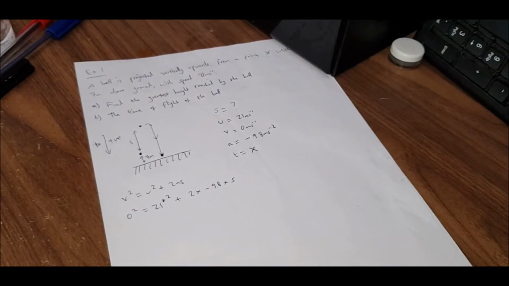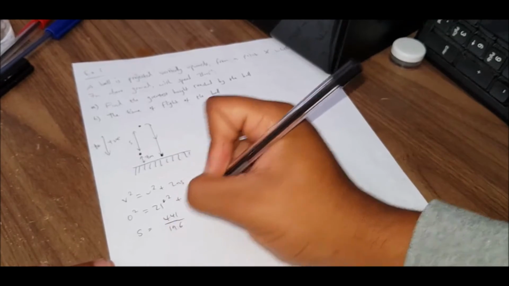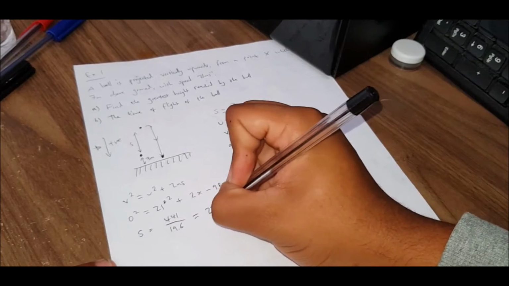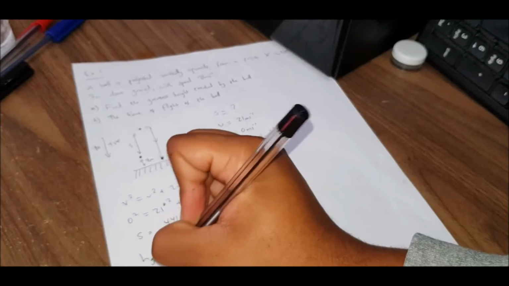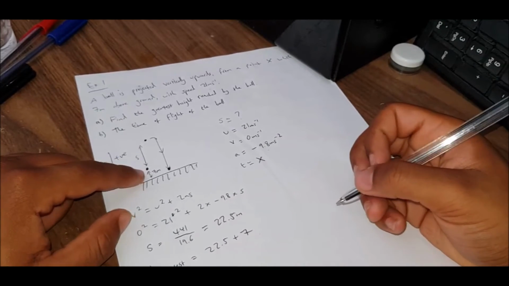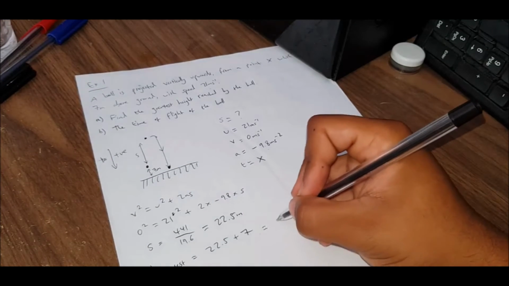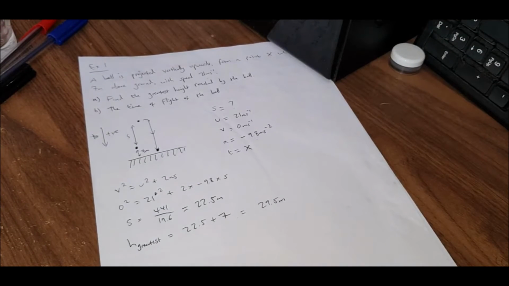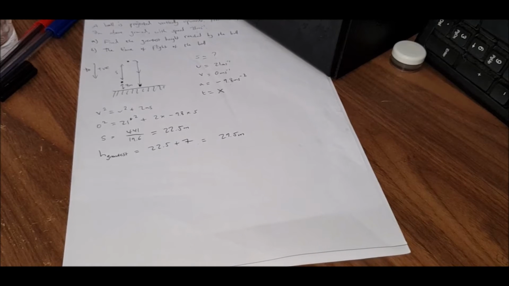So obviously, you rearrange to sort s out. s is equal to 441 over 19.6, and that is equal to 22.5 meters. Therefore, the greatest height is equal to 22.5 plus 7, because don't forget we started at 7. And it's the greatest height from the ground. So therefore it is equal to 29.5 meters above the ground. Excellent. All right, superb.